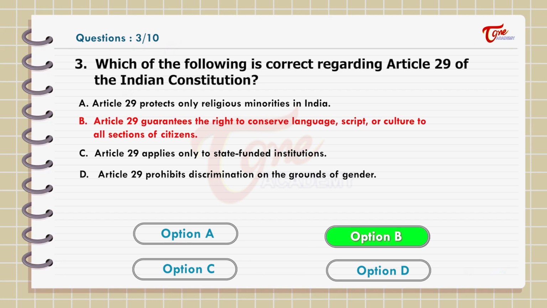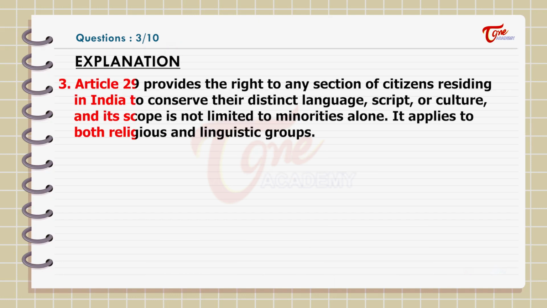Option B. As Article 29 provides the right to any section of citizens residing in India to conserve their distinct language, script, or culture, and its scope is not limited to minorities alone. It applies to both religious and linguistic groups.